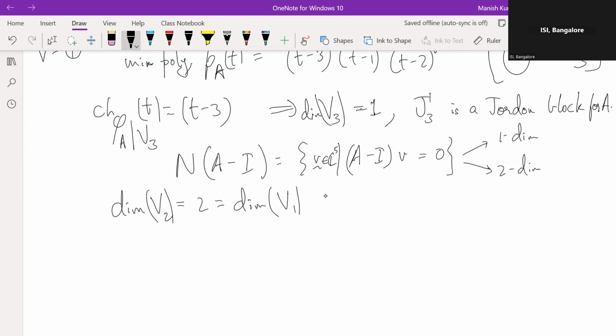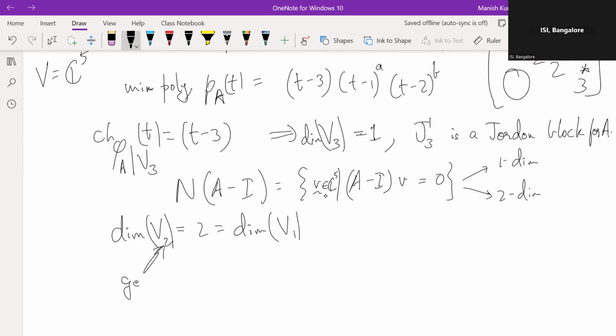So maybe this is the generalized 2 eigenspace, and this is the generalized 1 eigenspace. So we know the dimension of both of them is 2. And this null space tells you what will be the dimension of the eigenspace. Not the generalized eigenspace, but the eigenspace will be smaller, right? So the eigenspace has dimension 1 or 2 depending upon what the dimension of this thing is.